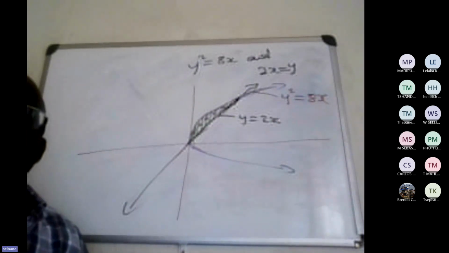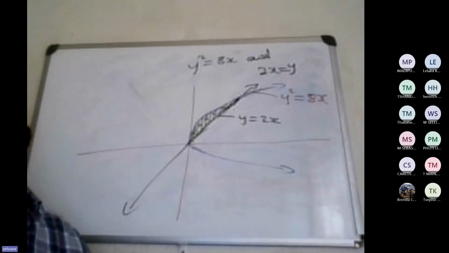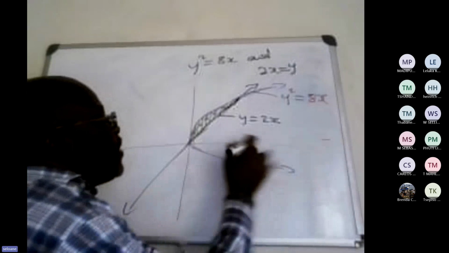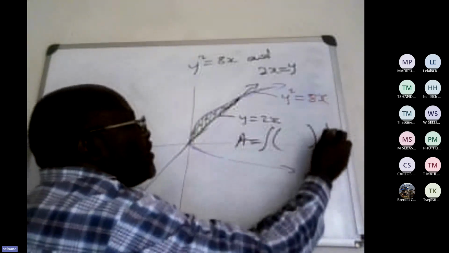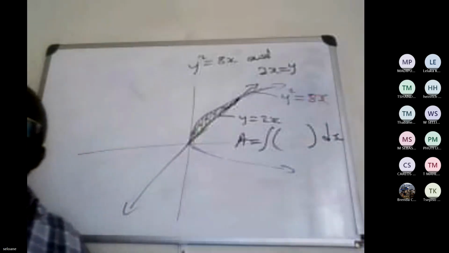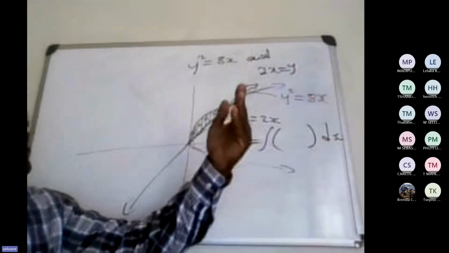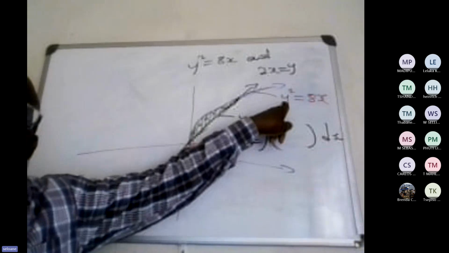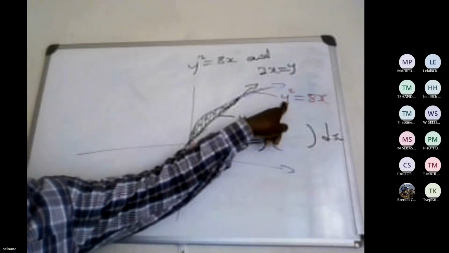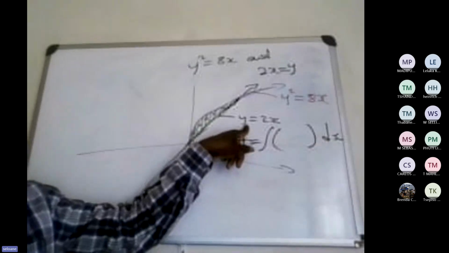Then, if that is the case, we are going to integrate with respect to x. Therefore, the answer here will now be A equal to the integral of what, with respect to x. So what is the top function? You must write it as y equal to, like what we did here, we wrote it as y equal to.